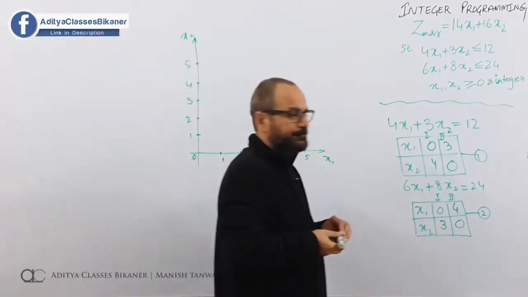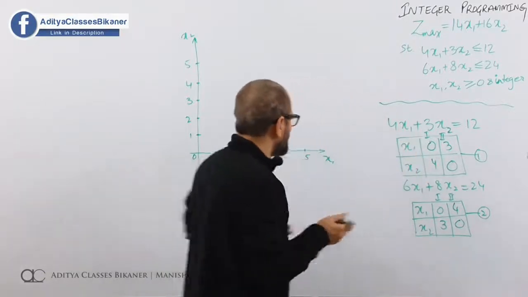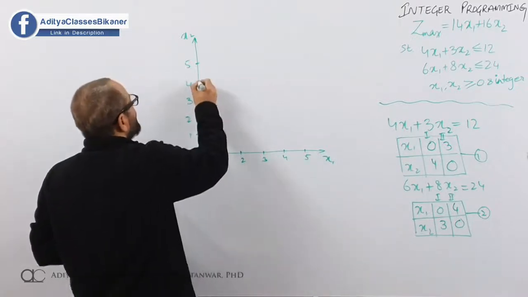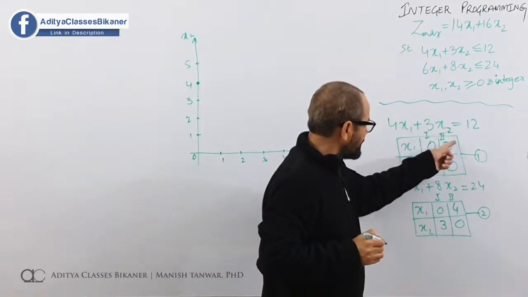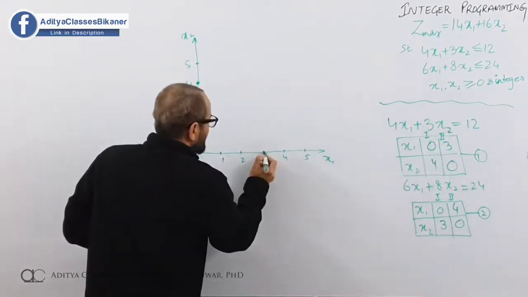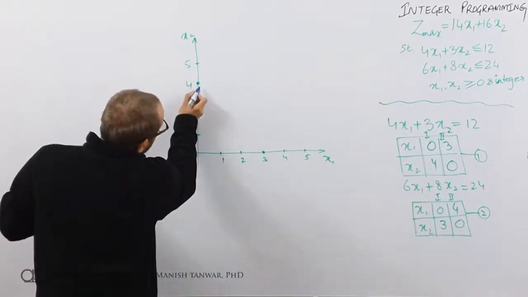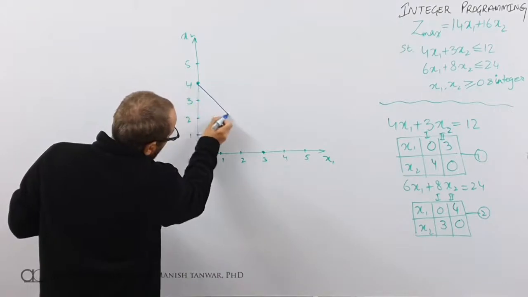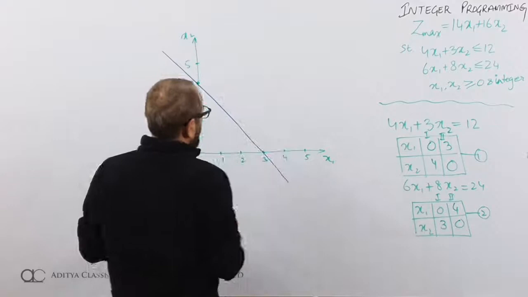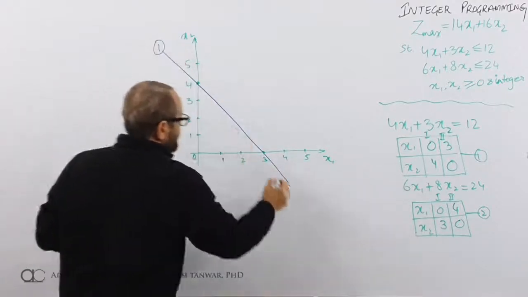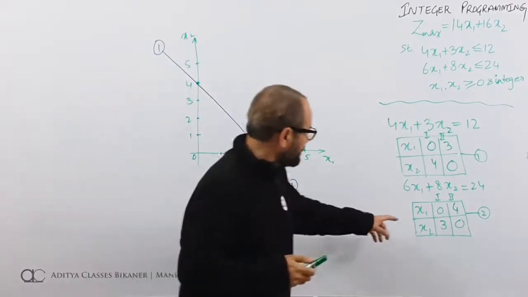Now when I go to plot my first constraint, these are the points. The first point is x1 0, x2 4. The second point for the first constraint is 3 and 0, x1 is 3. So this becomes my first constraint.